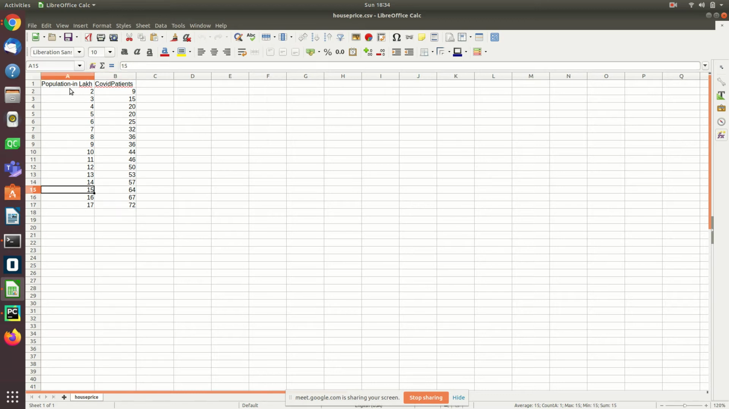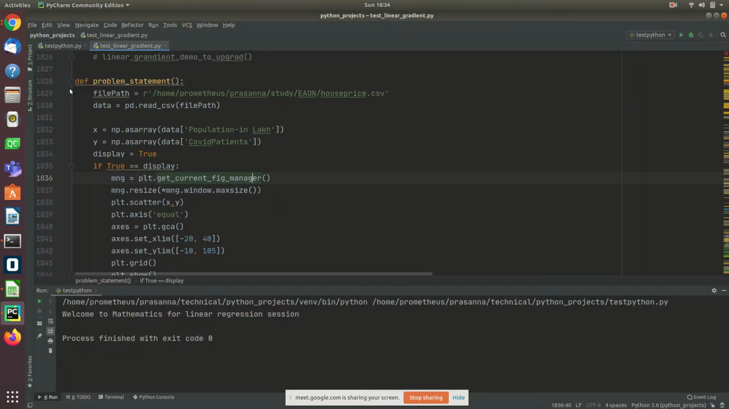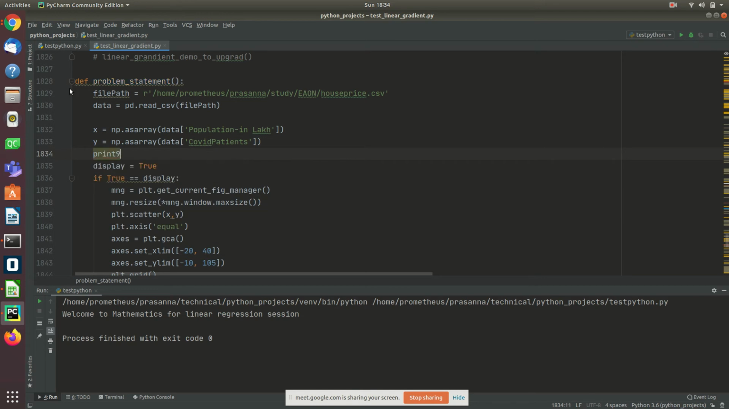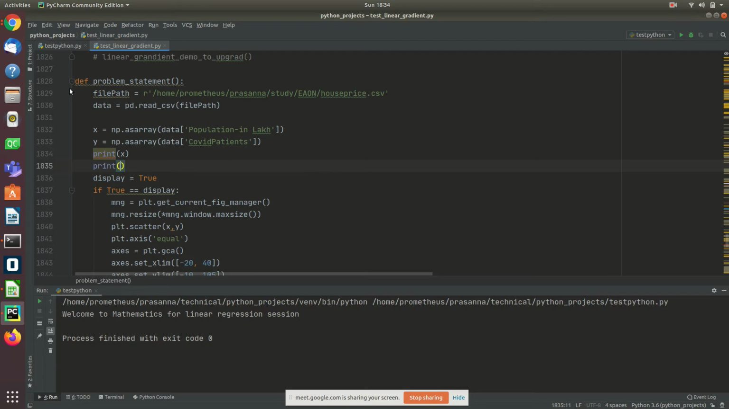First of all, let's try to see how it looks on a graph. Before I even start, this session is for mathematics, not for Python. I'm using Python just to show the data and do some calculations. So what I did is I read that file, and I know that this is column 1 and this is column 2. Let me print column 1 and column 2. Print x, print y.